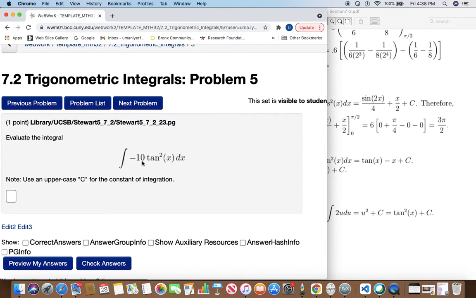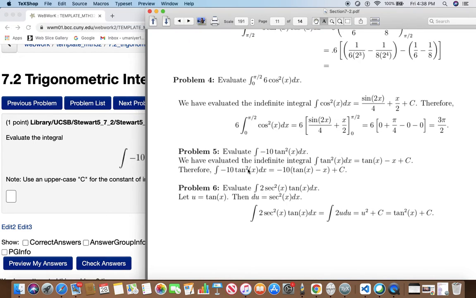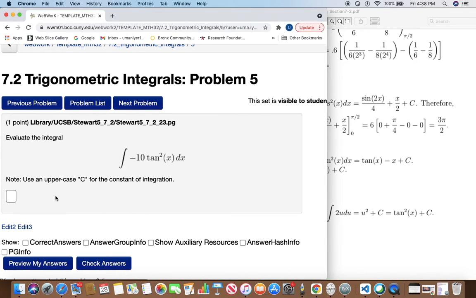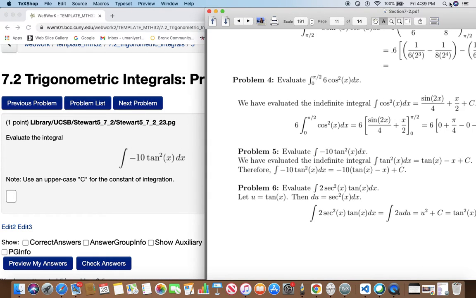Evaluate the integral of negative 10 tan squared. Well, we have evaluated the indefinite integral of tan squared, that is tan x minus x plus c. Tan squared, you may think of it as secant squared minus 1, and then proceed with the integration. The integral of secant squared is tan, the integral of 1 is x, and that's where you get this. Negative 10 of this is negative 10 of all of this, and don't forget the constant of integration.